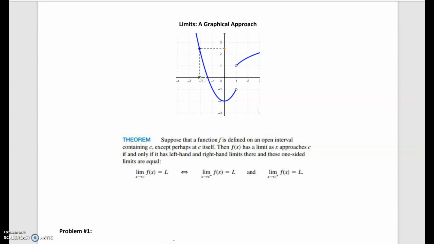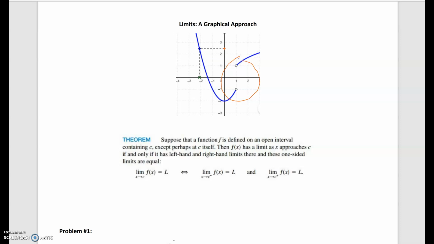So for example, if we're investigating what the function does at x equal to -2, your y values are going to be around 2.5. Same idea as x approaches 1. In this case, technically, we have a break on the graph. As x approaches 1 from the left, your y values are going to approach -1. But on the right-hand side, from the positive values, your function actually approaches 1.